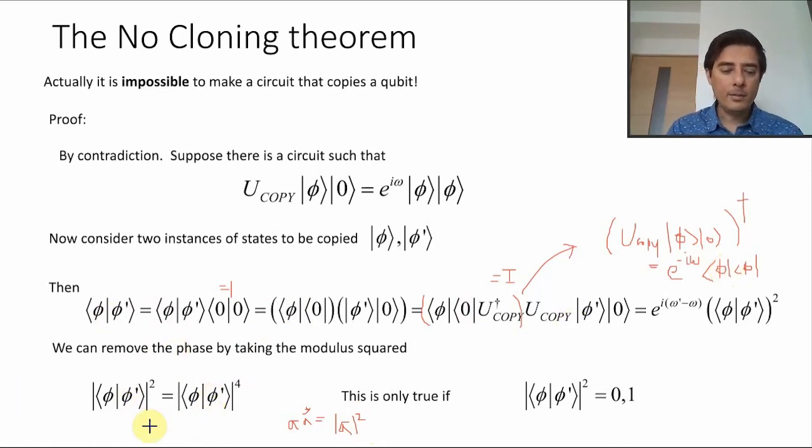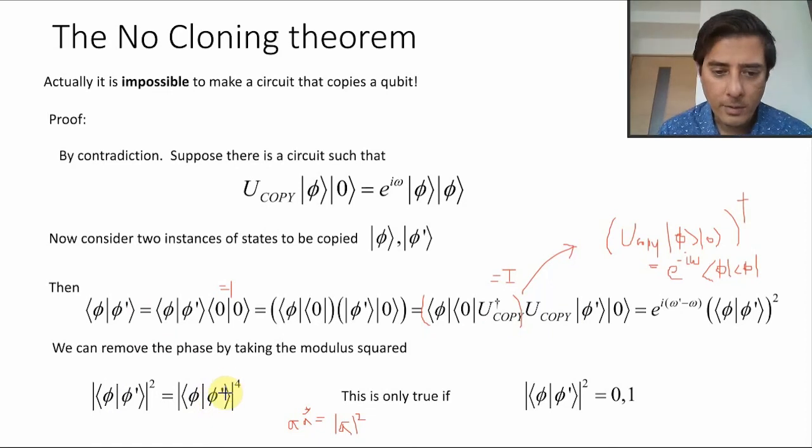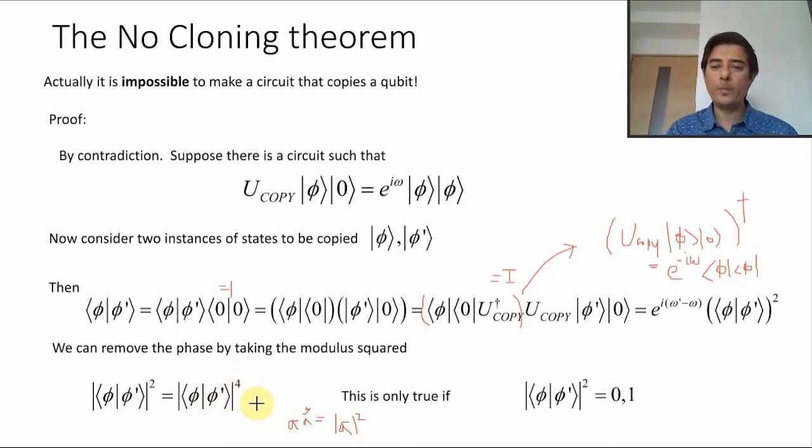Now what I find here is that the modulus squared of phi inner product phi prime is actually equal to the modulus of phi inner product phi prime to the 4. So this is like saying x is equal to x squared. Now, x is not equal to x squared. Well, it can be.